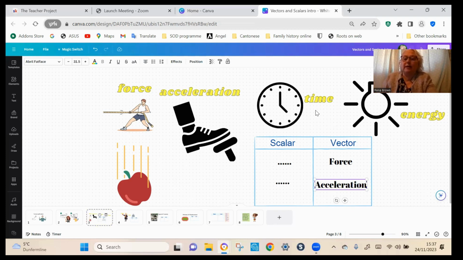And what about time? Now, the hands of a clock have a direction. They absolutely do, a clockwise direction. But does that mean that time has a direction? Or is it just the hands on the clock? Does time have a physical direction? No. So time is a scalar.